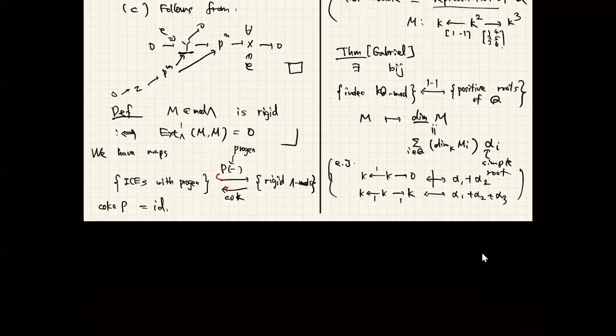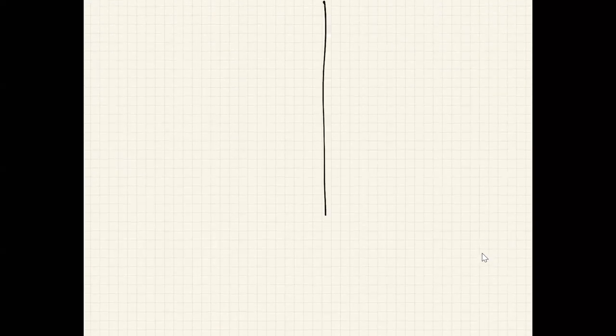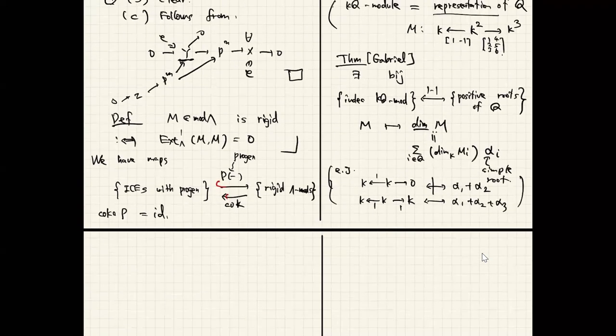And by using this fact, we can prove that, for the Dynkin path algebra case, every Ice-closed subcategory of mod KQ has a progenerator.